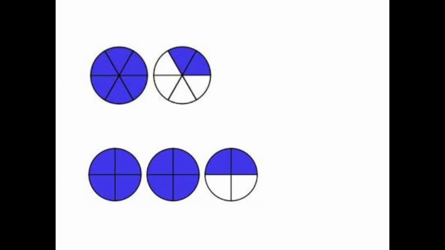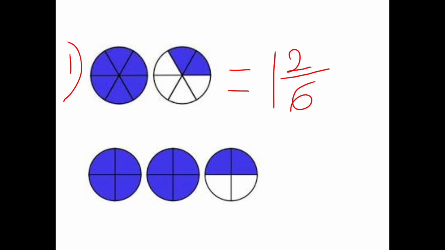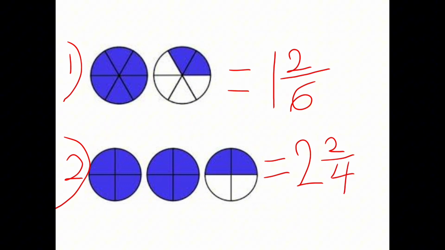So I want you to tell me the fraction of these ones. The first one will be what? Very good. 1 whole number 2/6. Very good. Do you understand? Good. And the second part will be what? 2. Good. That is 2 completely shaded circles. And what? 2/4. You can see it is very easy, right?